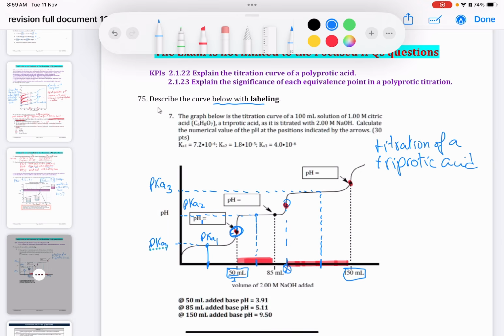Now this is the pH at the first equivalence point. That's the one I'm highlighting in red. This is the first pH at equivalence point. This is the second pH at equivalence point. That's the third pH at equivalence point. Three jumps means I have a triprotic acid.